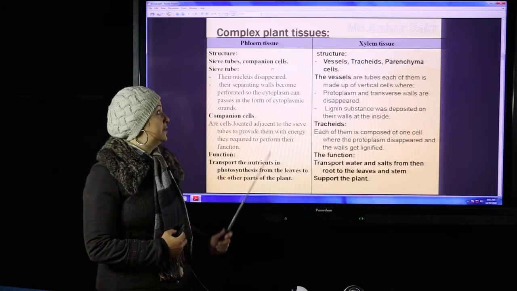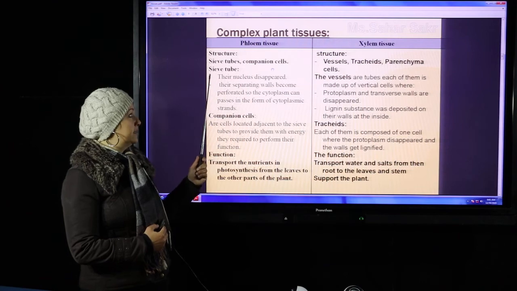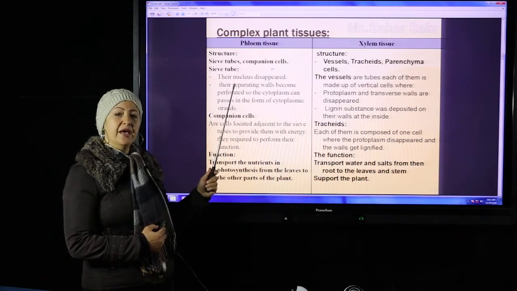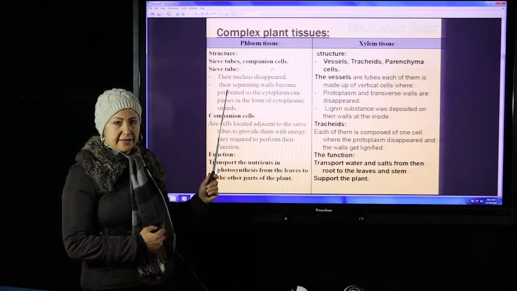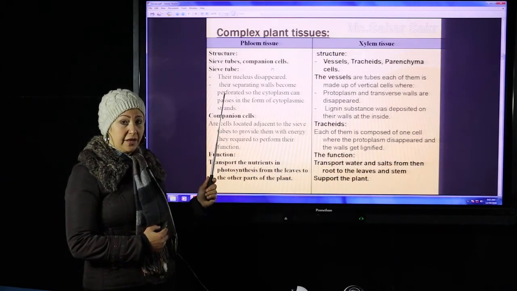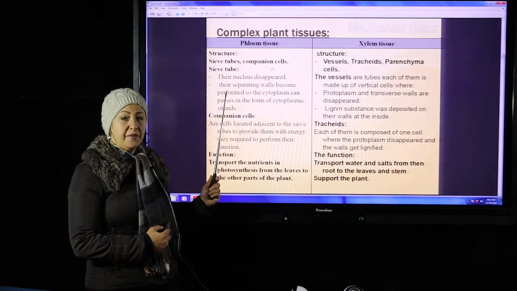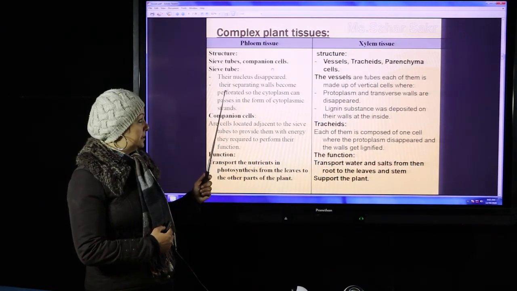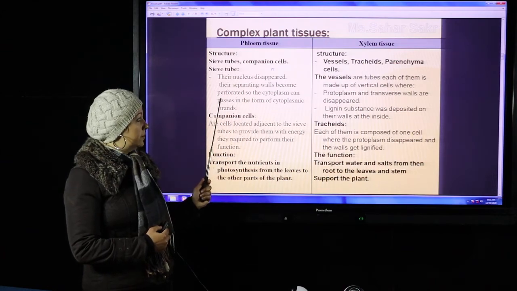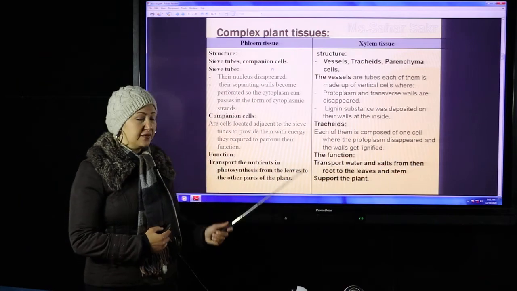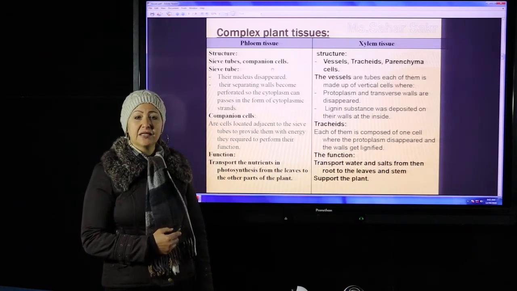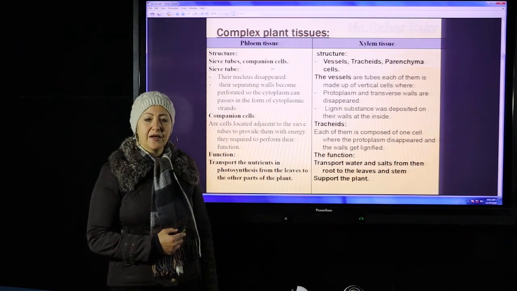Let's come back to the phloem. The phloem consists of, as we said, sieve tubes, companion cells, and phloem parenchyma to connect between them. About the sieve tubes, their nucleus disappears. The cytoplasm is found in the form of strands or threads because it is transported from one cell to another, carrying the food. Their separating walls become perforated, meaning they contain pores, so the cytoplasm can pass from one cell to another as cytoplasmic strands or cytoplasmic threads.